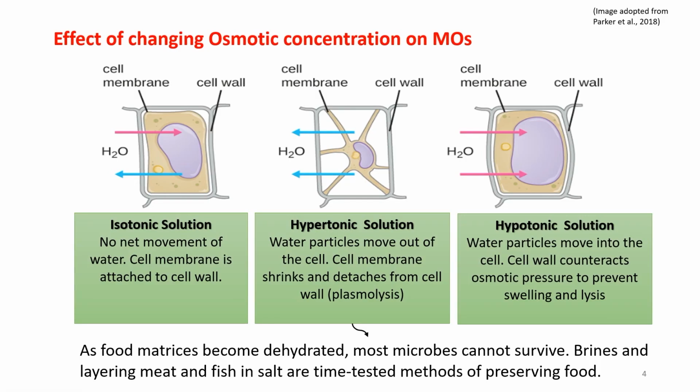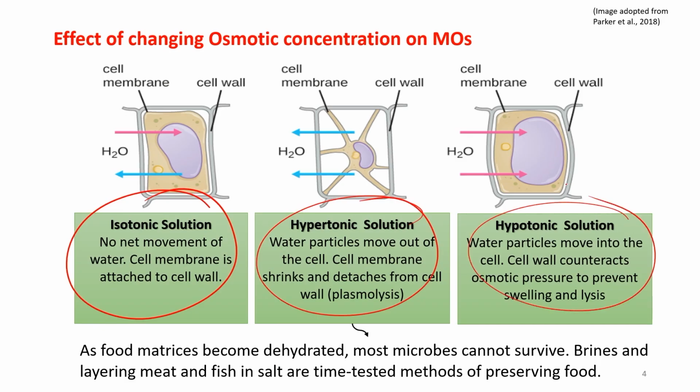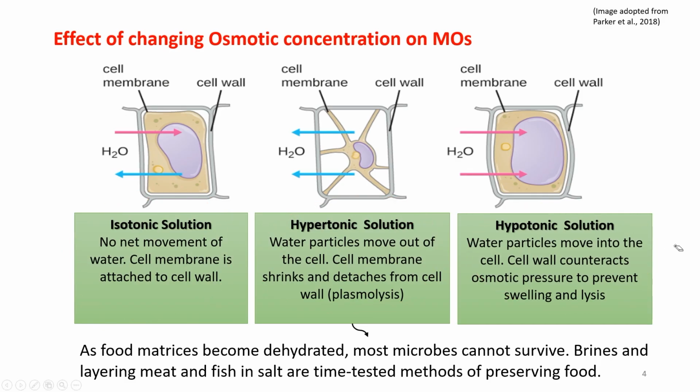Now, what are the effects of changing osmotic concentration on microorganisms? Here is an isotonic solution, hypertonic solution and a hypotonic solution. You can see here in the first case there is no net movement of water, cell membrane is attached to the cell wall. In a hypotonic solution, water particles move into the cell. As you can see, cell wall counteracts osmotic pressure to prevent swelling and lysis.